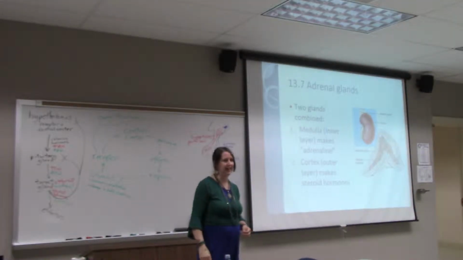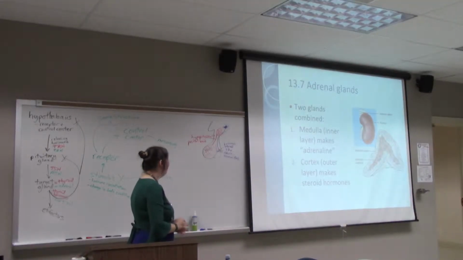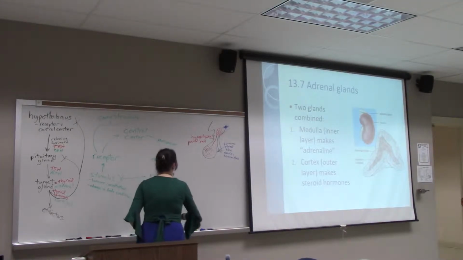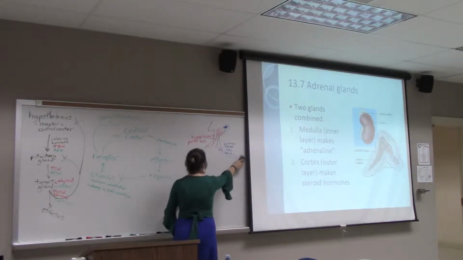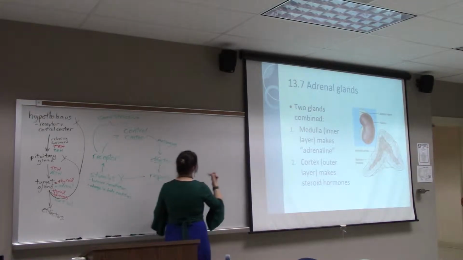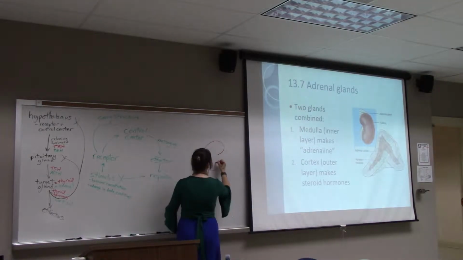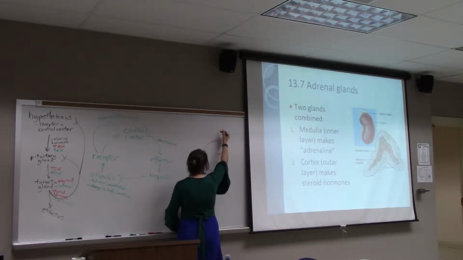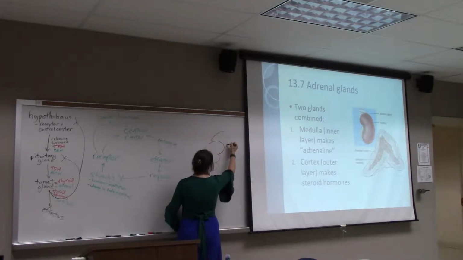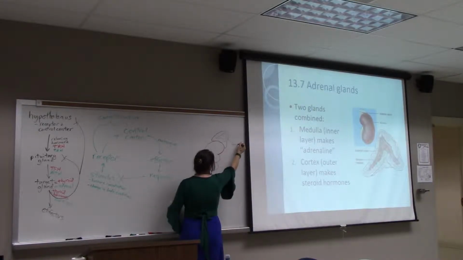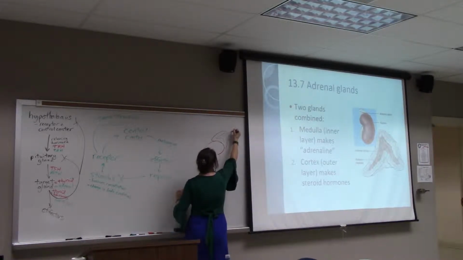Right. Adrenal glands. The name means near the kidney or on the kidney. They're sort of triangular, sitting on top of the kidney. And if you slice inside, there's two layers. The cortex and the medulla.